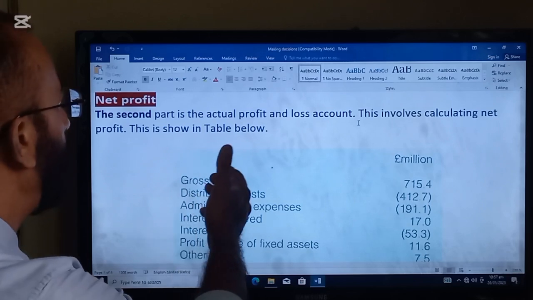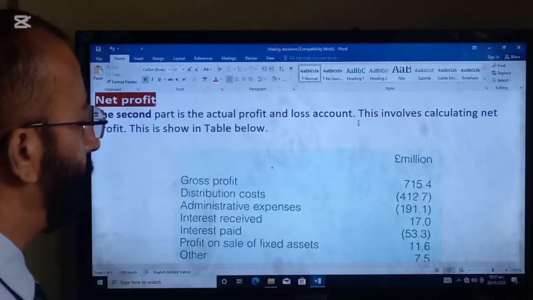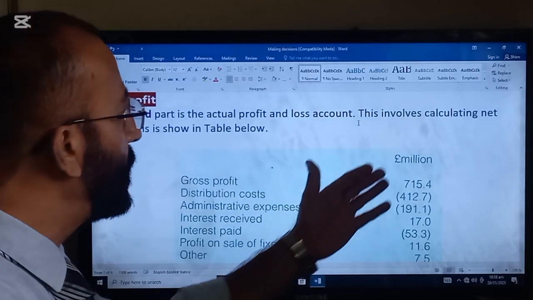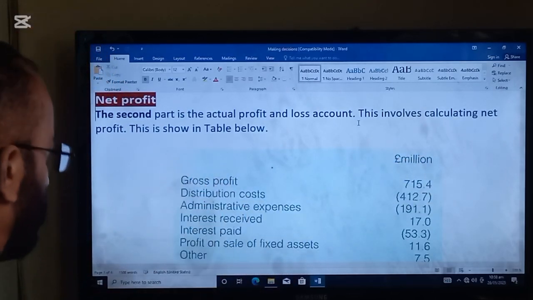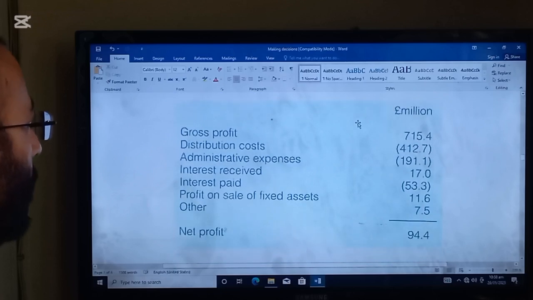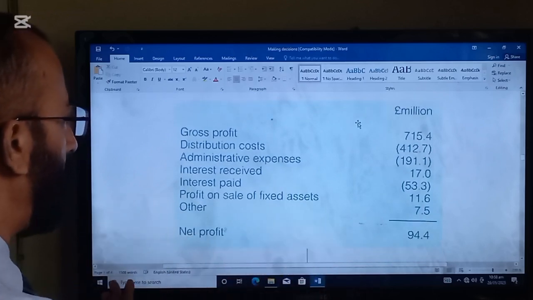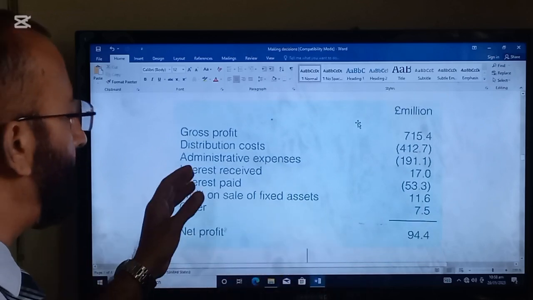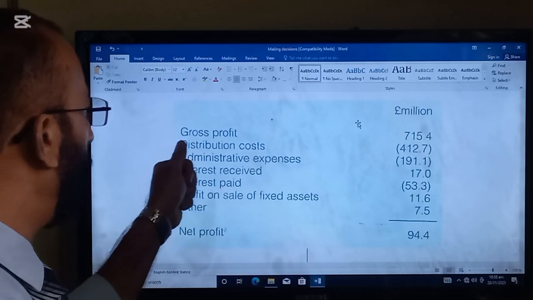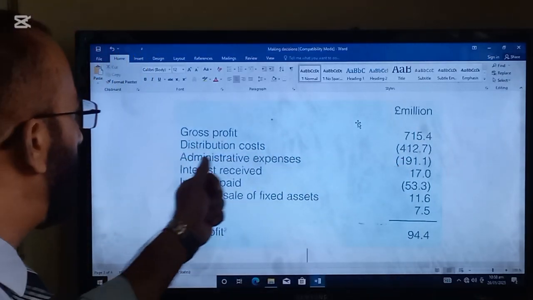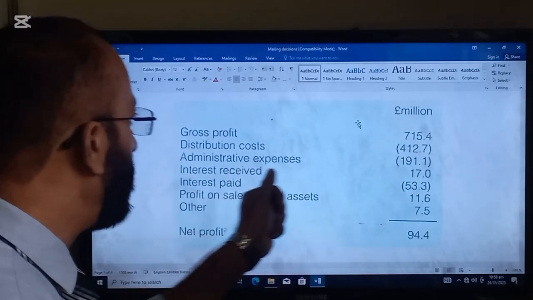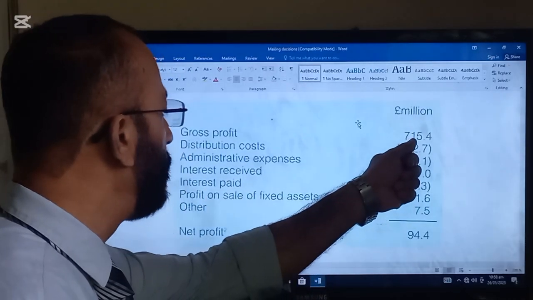The second part is the actual profit and loss account. It involves calculating net profit. This is shown in the table below. In this part, the profit and loss account part, we subtract all overheads from the gross profit. So distribution cost and administrative cost will be subtracted from the gross profit.